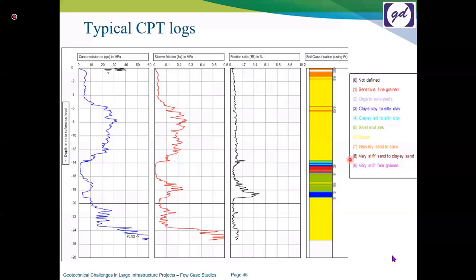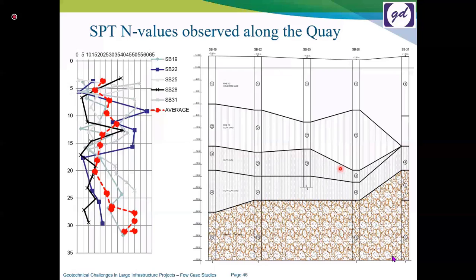Then there are some particular CPT plots. They also suggest that there is some weak layer which is coming over here approximately from -14 to -17, where you have, let's say, sensitive or fine grain type of soils available at this location. Then the new investigation data came up which suggests that the soft clay layer, which is over here starting from -14 to -17, is very weak compared to what had been earlier assumed.